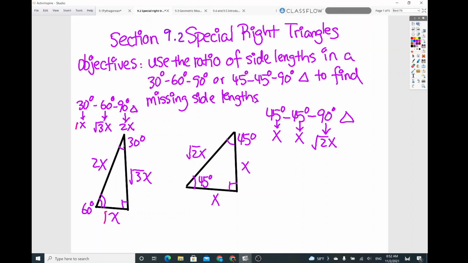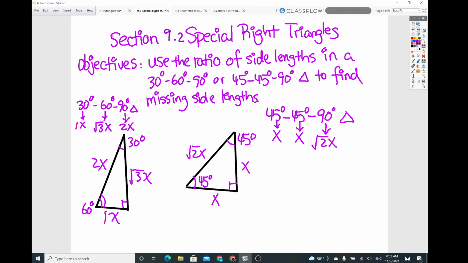Okay, so the 45-45-90 degree right triangle. Another name for that is an isosceles right triangle. The legs are x and x, and the hypotenuse is root 2x. In order to prove that, we can always go back to the Pythagorean theorem. So 1 squared plus root 3 squared equals 2 squared, and 1 squared plus 1 squared equals root 2 quantity squared.